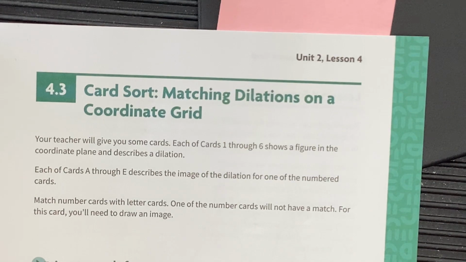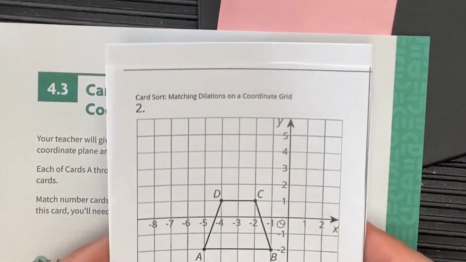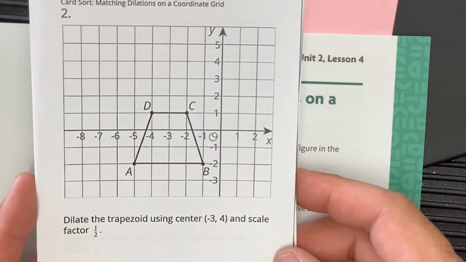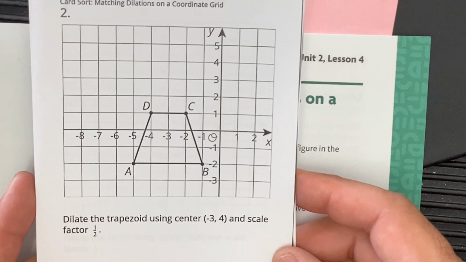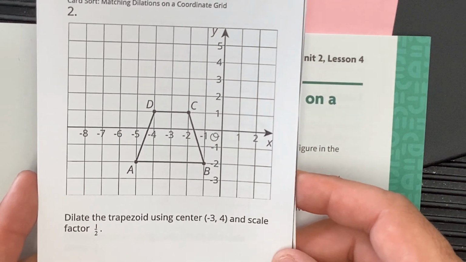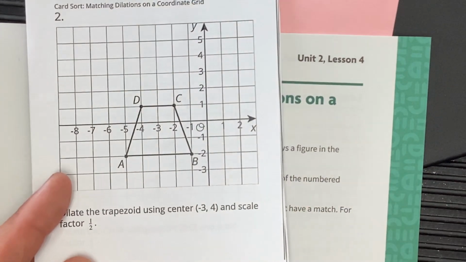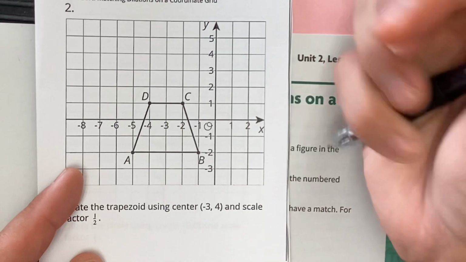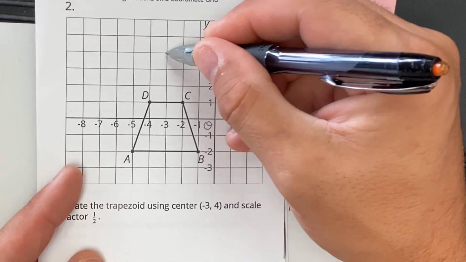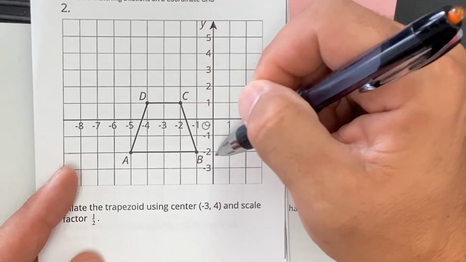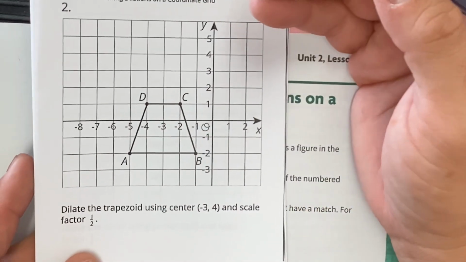All right, so you are going to get 6 cards that look like this. See this: dilate the trapezoid using the center (-3, 4) and scale factor of 1/2. So -3, 4, that means that's where your dilation is. That's where your center is. That's where everything is starting from. And then everything is half that distance. The question is, where are those points going to be?